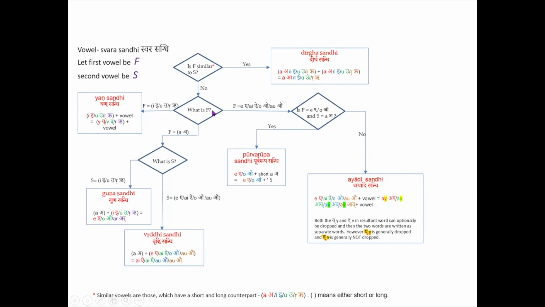If the first vowel is Ekara, Okara, or Aukara, then we have to see whether the first vowel is E or O and the second vowel is Akara, short Akara. Here there is no bracket, so it will be just short Akara. So if that is the case, then it becomes Purva Rupa Sandhi. That means if the first vowel is E or O and second is Akara.